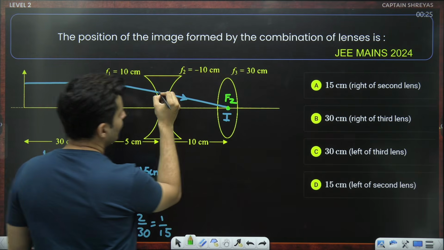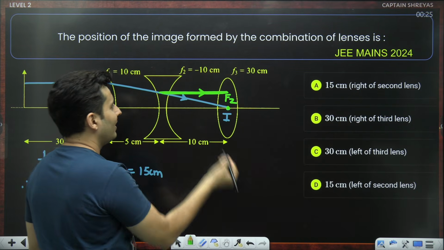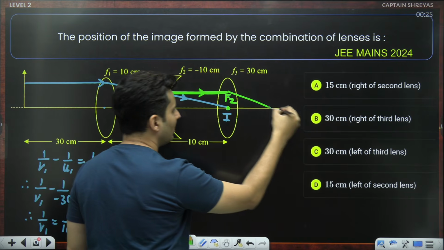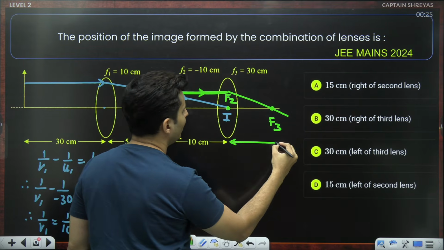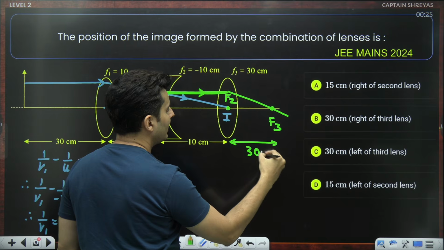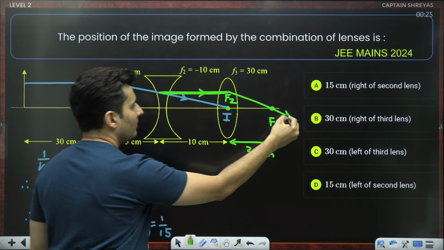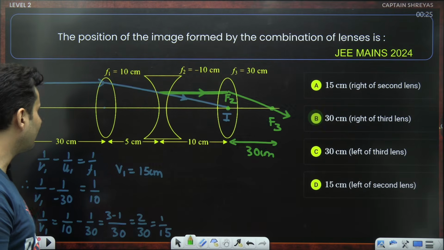What will happen? It will just become parallel after refraction. Oh, perfect. If it becomes parallel and is incident on the third lens, it should pass through the focal point of that third lens. Where is that focal point going to be? At a distance of 30 centimeters. So the final image will be formed at a distance of 30 centimeters from the third lens. That is the correct answer.